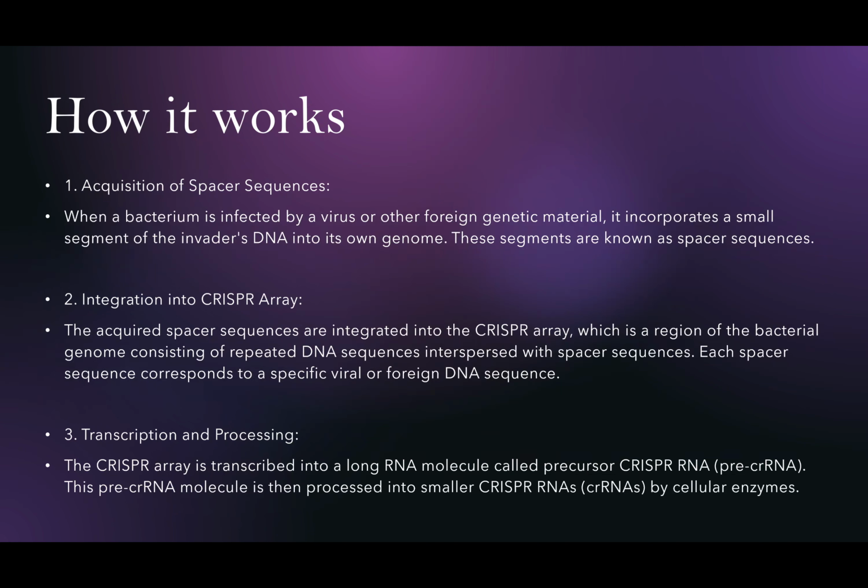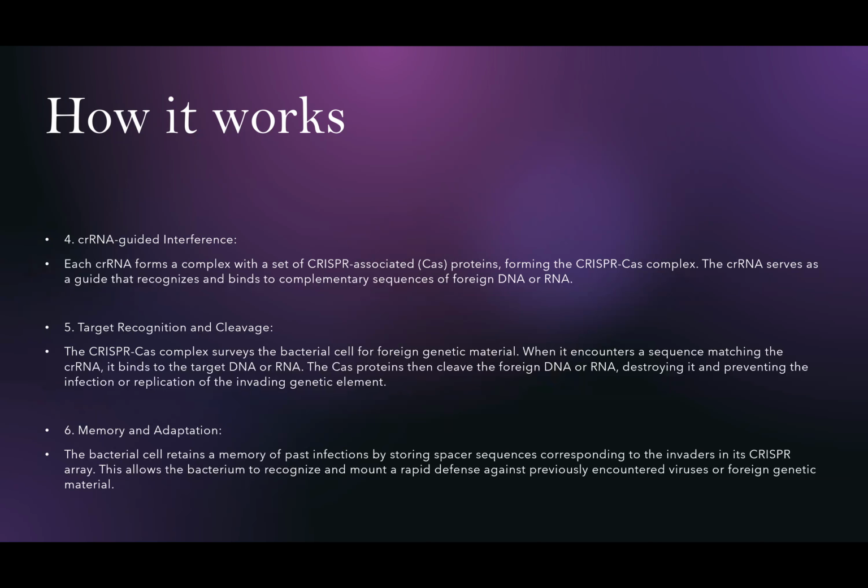And what we have happening now is transcription and processing. The CRISPR array is transcribed into a long RNA chain called a precursor CRISPR RNA, so what we call pre-CRISPR RNA. This pre-CRISPR RNA is then processed into smaller CRISPR RNAs by cellular enzymes. So what we're generally looking at is something like that. We take the bacteria, and it takes in the viral DNA. It integrates it into its CRISPR mechanism, and then it starts reading the DNA and producing RNA.